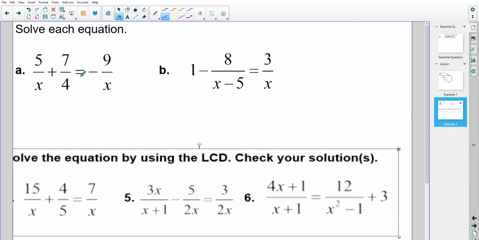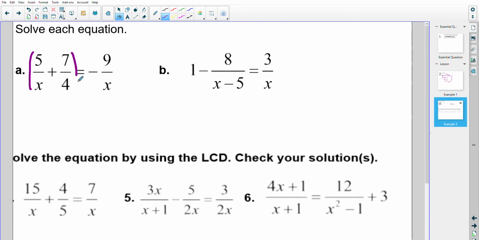Now, when you have more than just a ratio equals a ratio, you have to multiply both sides by the lowest common multiple, which in this case is going to be 4x. So again, I like to use these big parentheses and put 4x on both sides to remind myself that I have to distribute through. X's cancel, you're left with 20. 4's cancel, you're left with 7x equals.